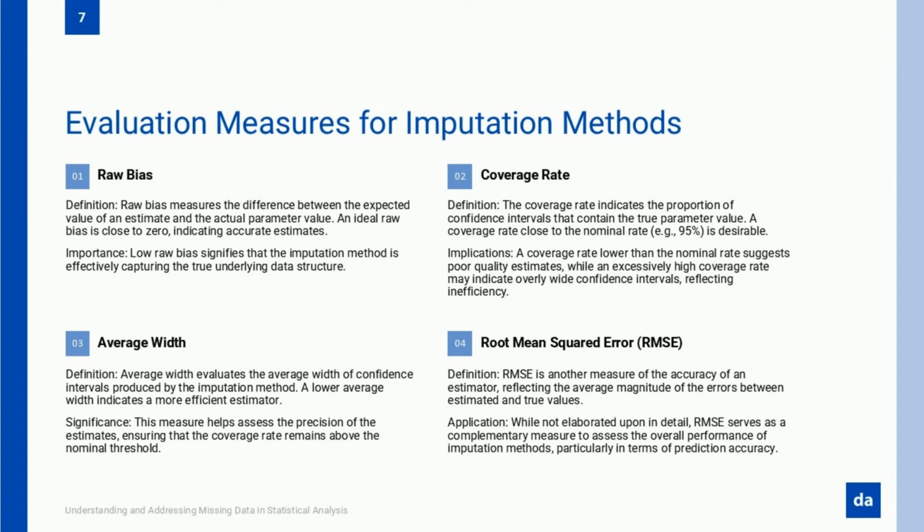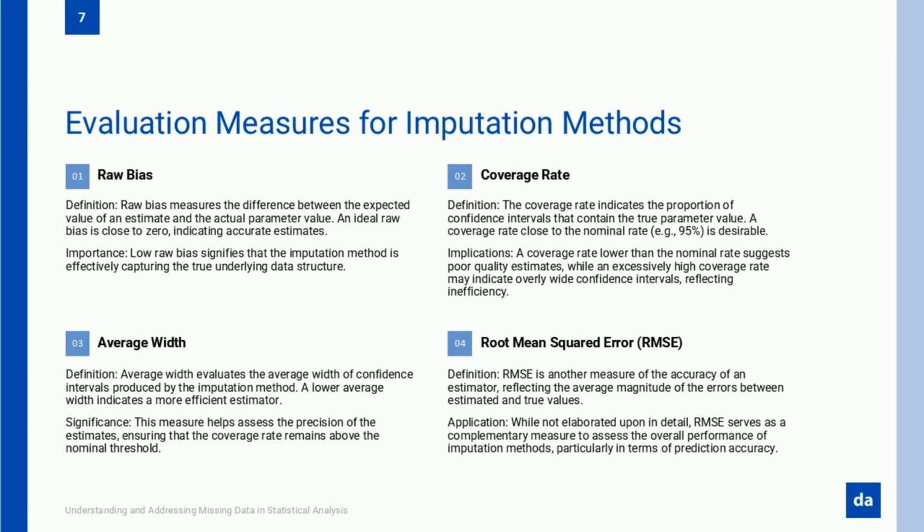Finally, RMSE tells us the overall accuracy of the imputed values. It's the square root of the average squared differences between the imputed and true values. Lower RMSE means higher accuracy. It's like a scoreboard for how well the method performs overall.